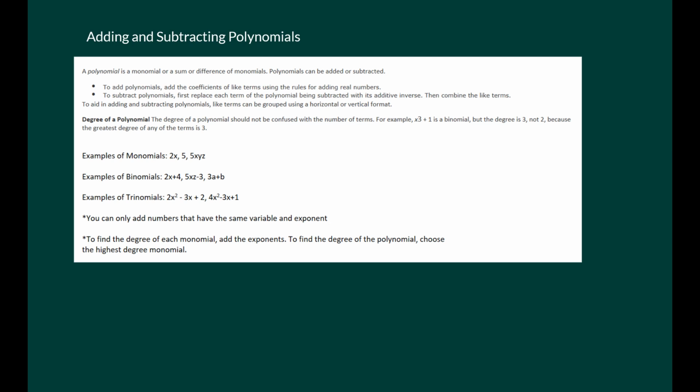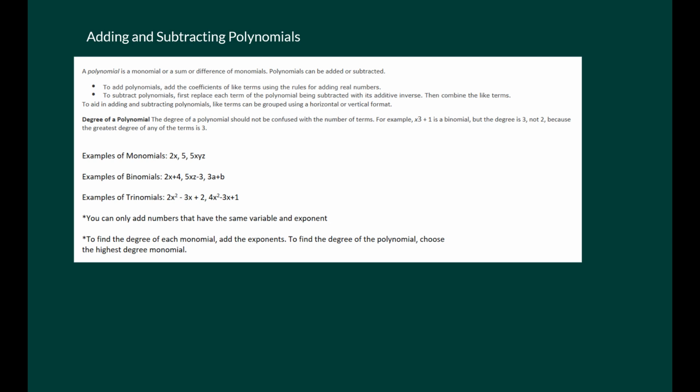Examples of monomials would be 2x, 5, and 5xy. You can see that in all of these, there are no plus signs or minus signs. With binomials, you have two terms separated by a plus or minus sign. In examples of trinomials, it's three separate terms divided by plus or minus signs. So 1, 2, 3, separated by plus and minus signs.